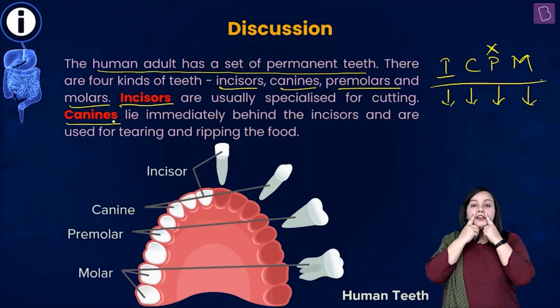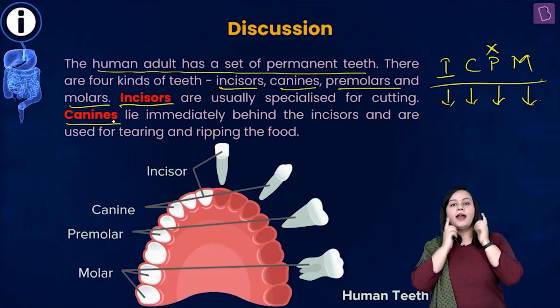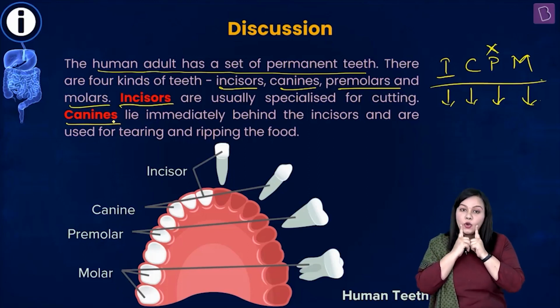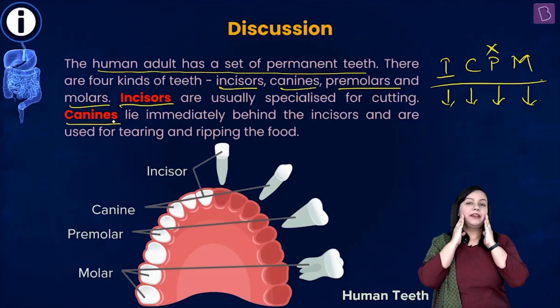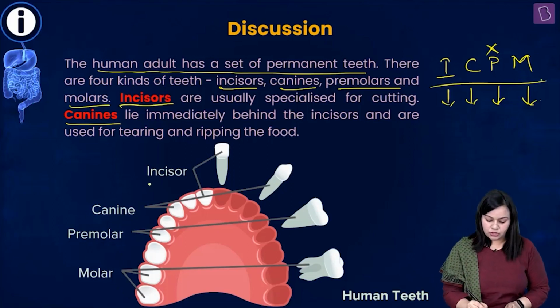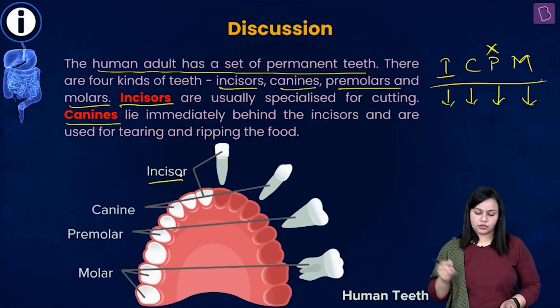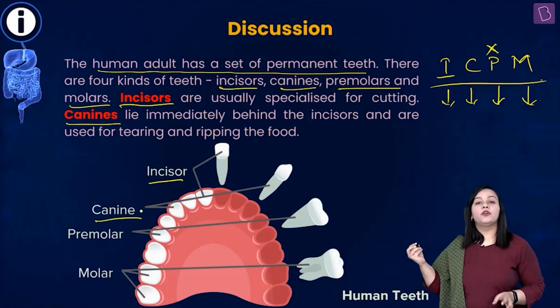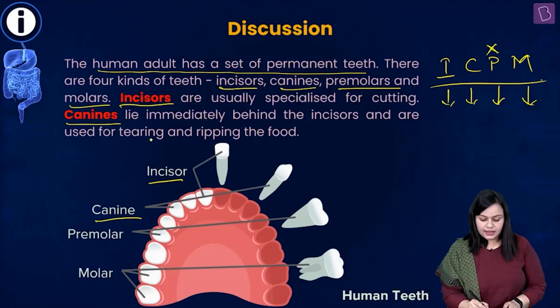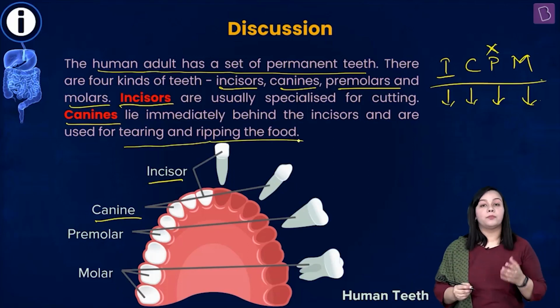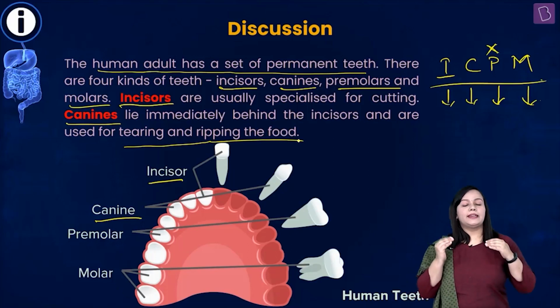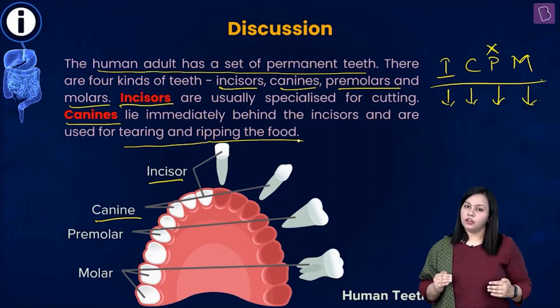For us, it is 2 canines in the upper jaw and 2 canines in the lower jaw, which are present right behind the incisors. Okay, so these front ones are incisors, like you see in this image. The ones that follow are the canines, and they help in tearing and ripping of the food. Followed by canines are your premolars and your molars.